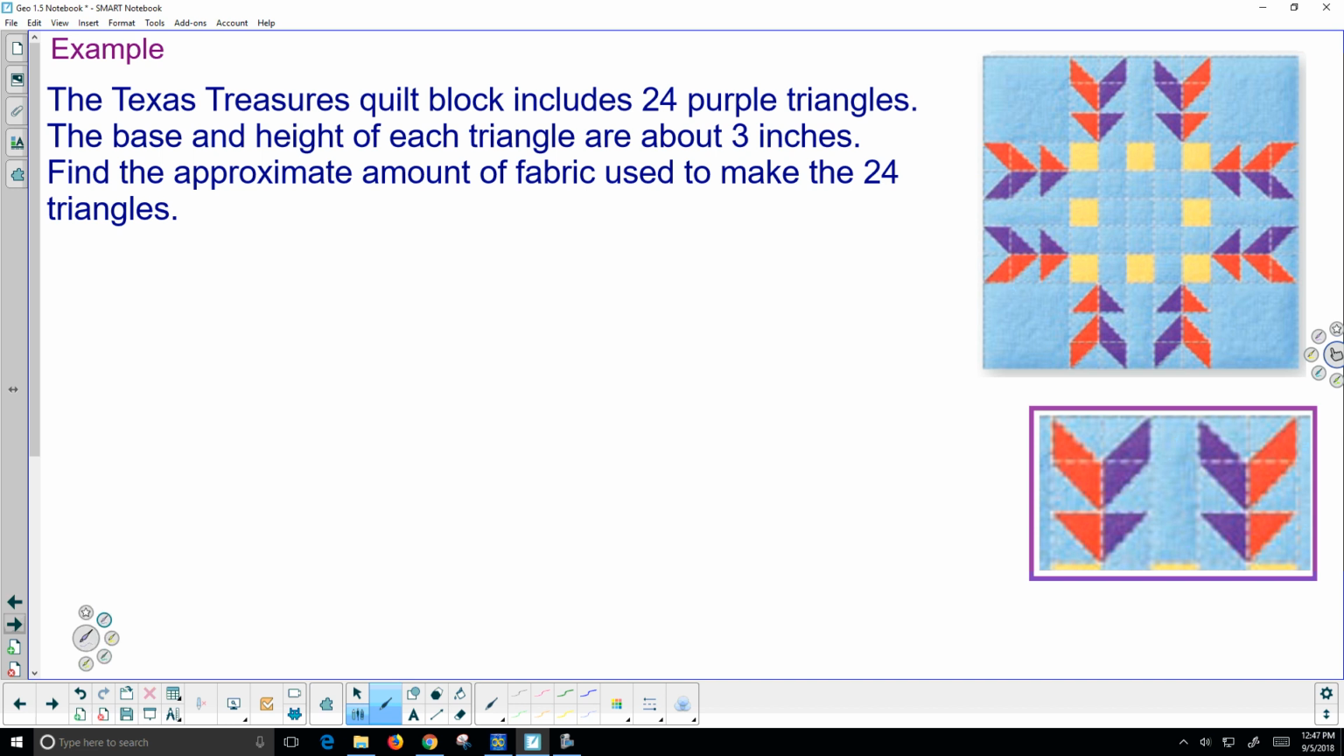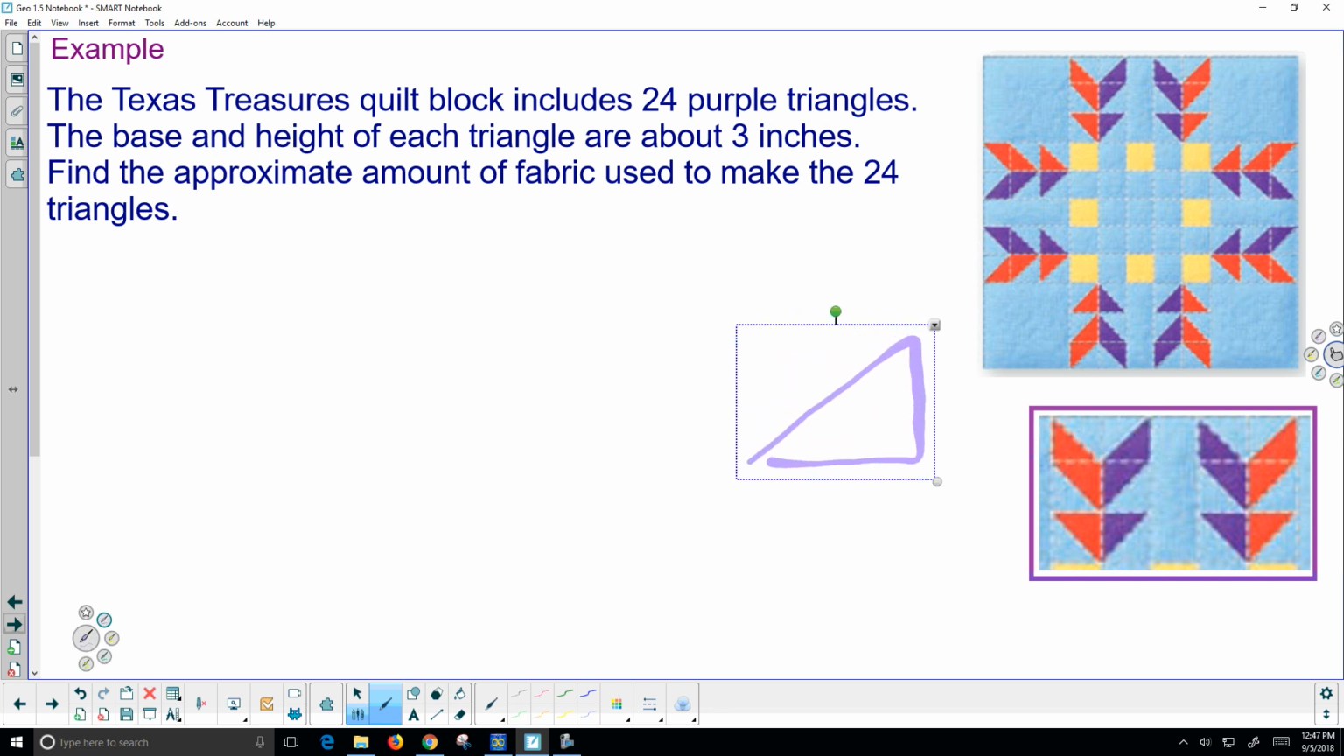Okay, so in quilting, there are a lot of these patterns that quilters just do. The log cabin quilt, the Texas Treasures quilt. I'm not a quilter. That is the extent of my quilting knowledge. But you would go out and you would pick the colors that you're going to use. So this quilter has some light blue and purple and red and yellow. So here's this one purple triangle.